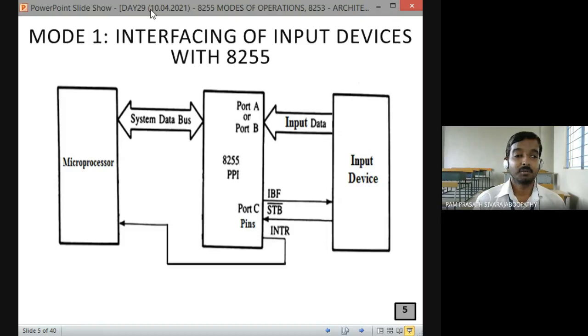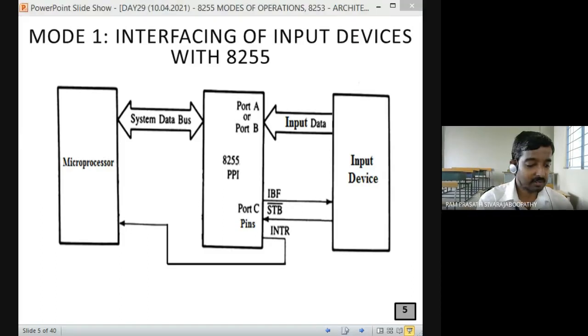So what about the name of mode 1? This is simple IO mode. What is the meaning of mode 1? I'll type in chat. Mode 1 is termed as... yes, very good, Anthony Surya. I think you have noted strobed IO mode. Here it is termed as strobed IO mode.